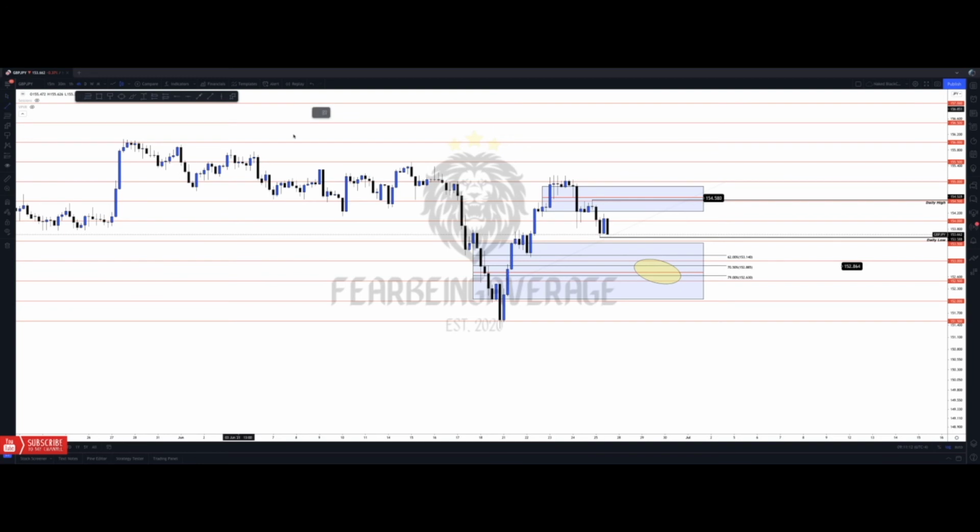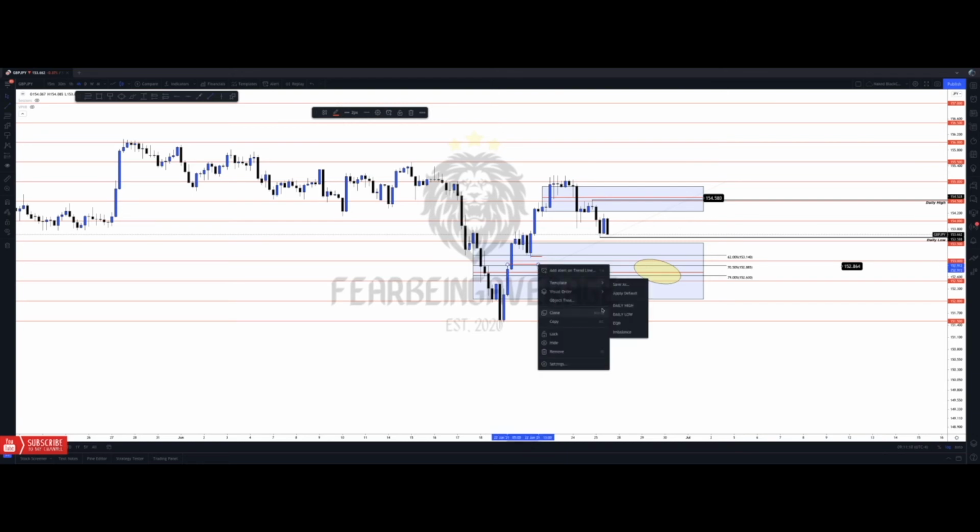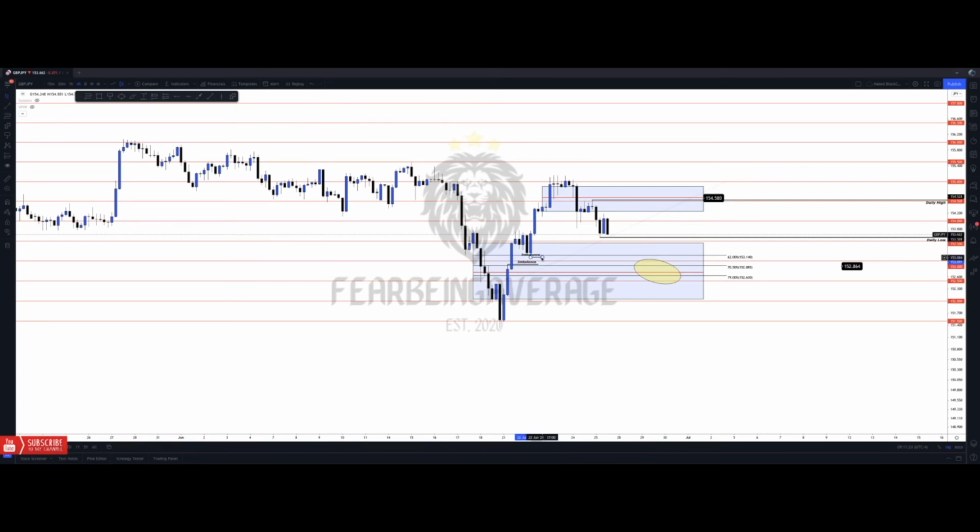And what do you see? You see that there's an imbalance right here, also in confluence with these other levels. So it's a lot of confluence in these areas. That's why I told you guys, the higher the confluence, the more likely price will do what you're expecting it to do. Move these over.